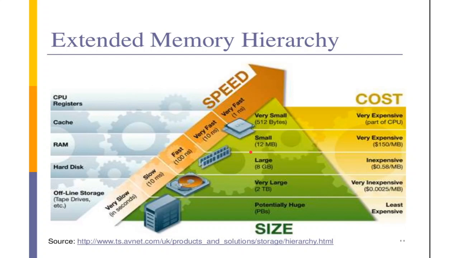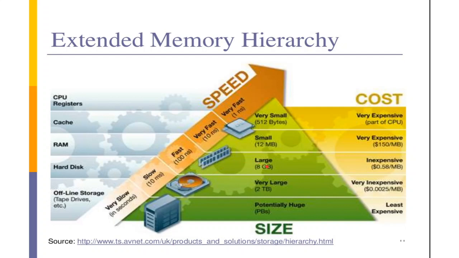Next comes a little larger one, that is 12 MB. It is again very expensive, and the speed is very fast, and even the very small 512 bytes is also very fast. This includes your cache. You might have heard of cache memory; we have seen this in the last unit, and we'll be seeing it even in the coming chapters.